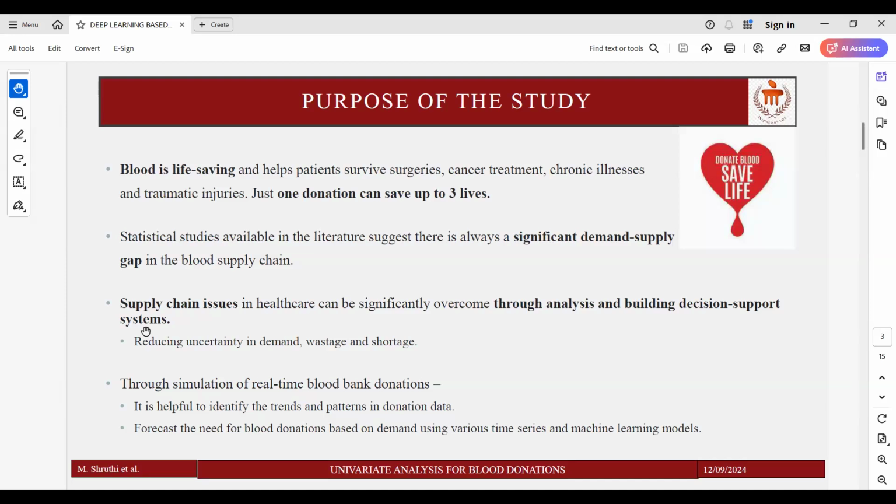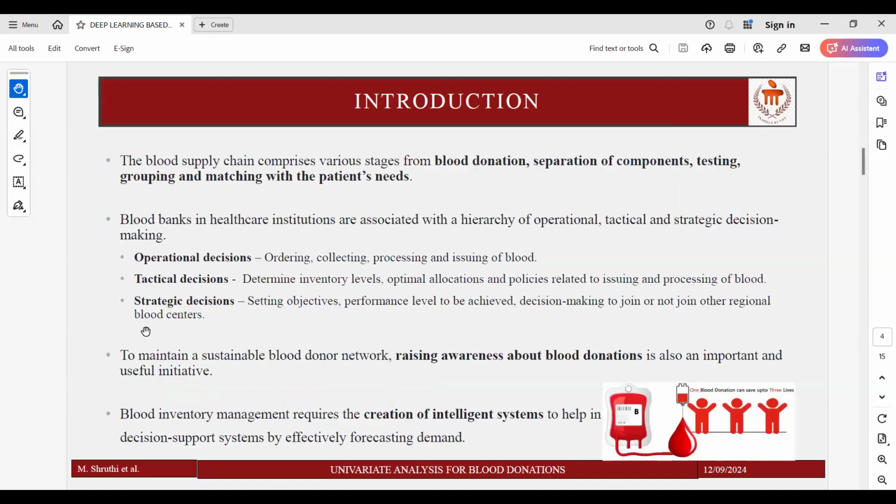For this reason, there is a requirement of thorough analysis and building of decision support systems to support the blood supply chain. Through simulation of real-time blood bank donations, it will be helpful to identify the trends and patterns in the donation data. Also, we can forecast the need for blood donation based on the demand using various time series and machine learning models. As an introduction, the blood supply chain comprises different stages.